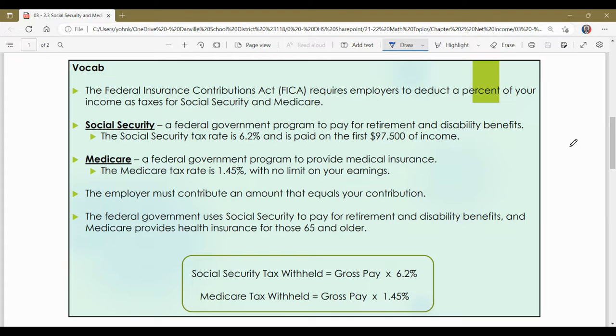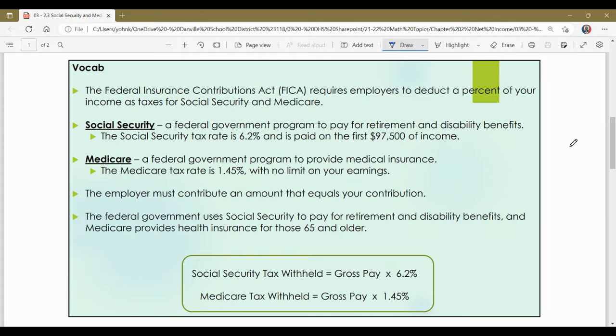That's why you have to save, save, save when you're younger, so that when you're older, you have money to live off of. Also, if you get injured or you are somehow unable to work, and you need to draw disability benefits, it comes from the Social Security fund. And the Social Security tax rate is 6.2%.